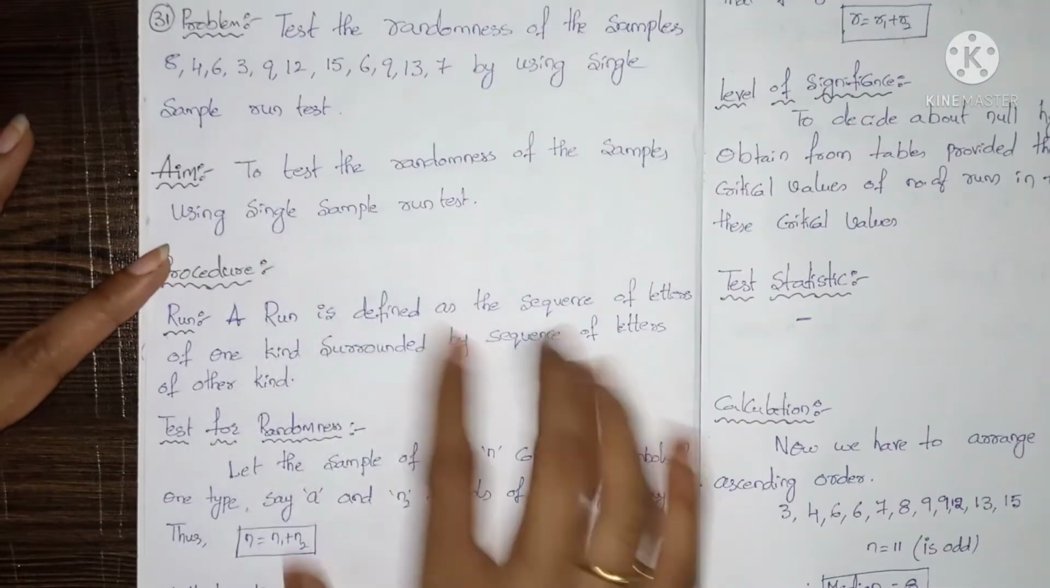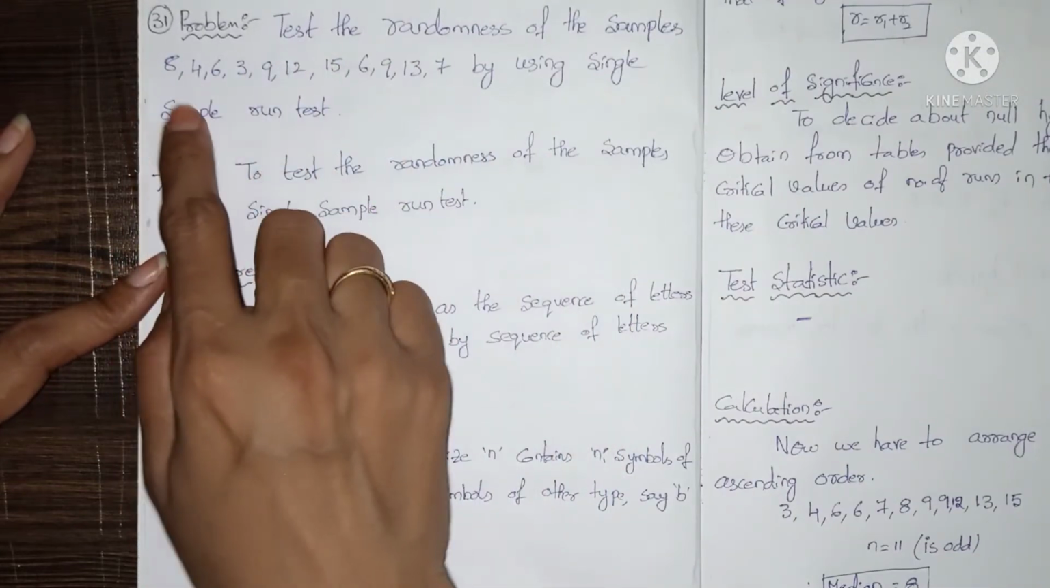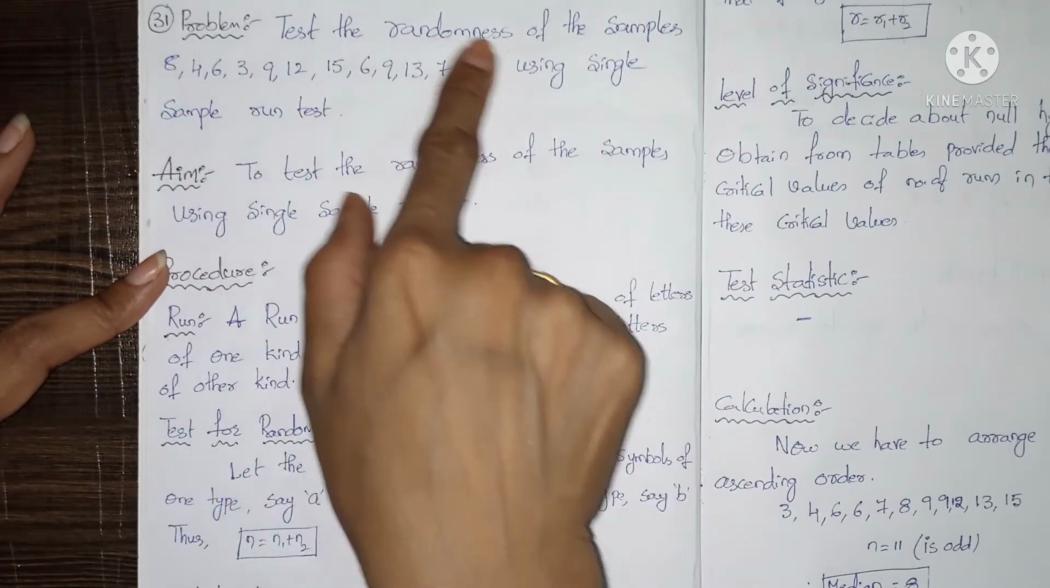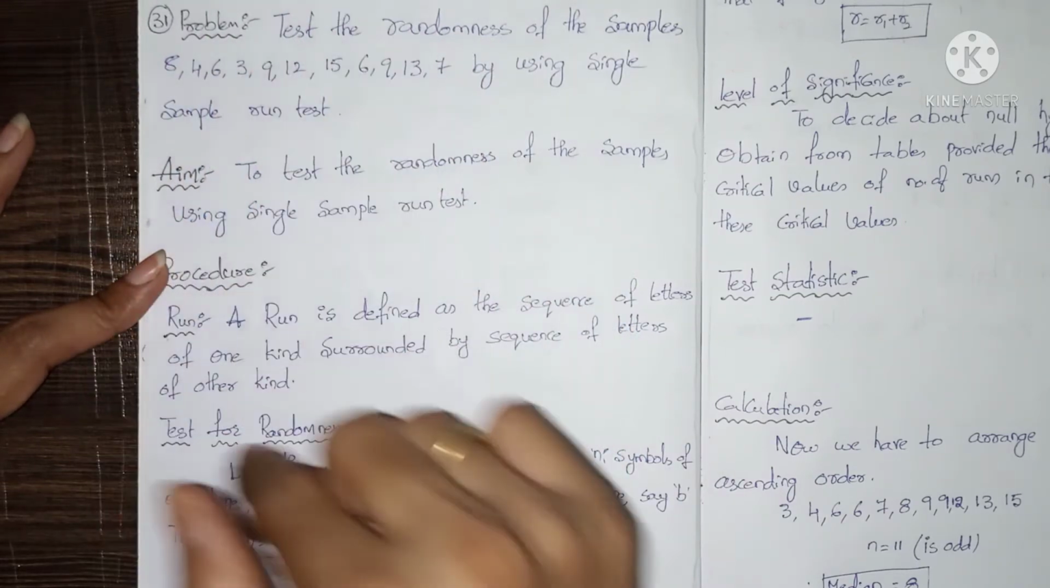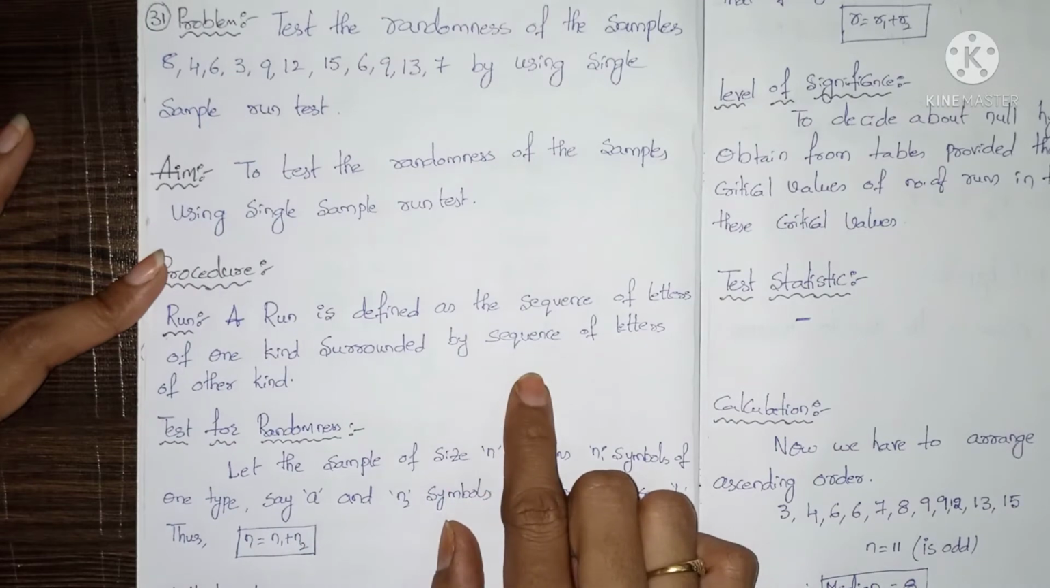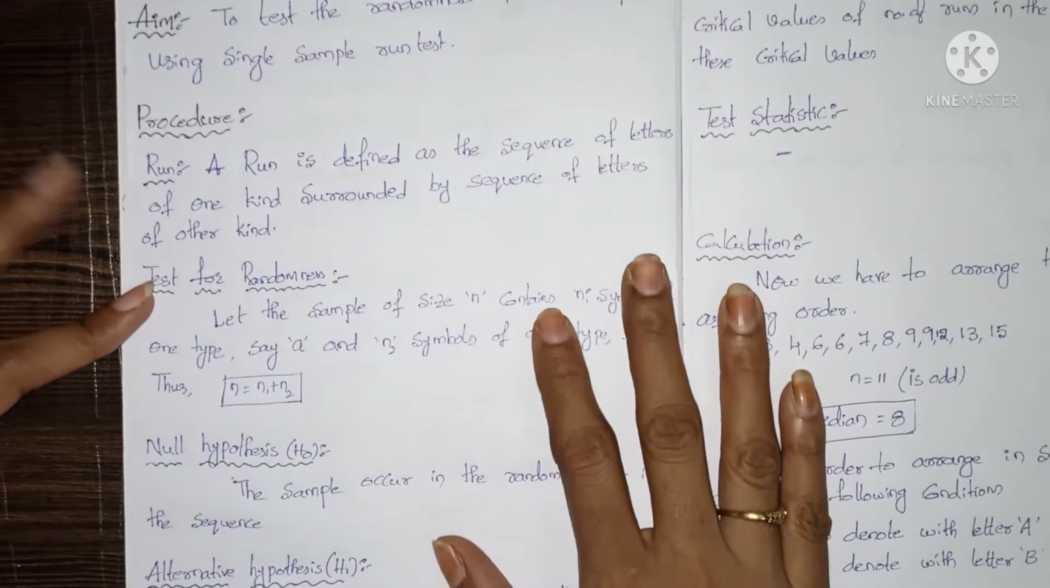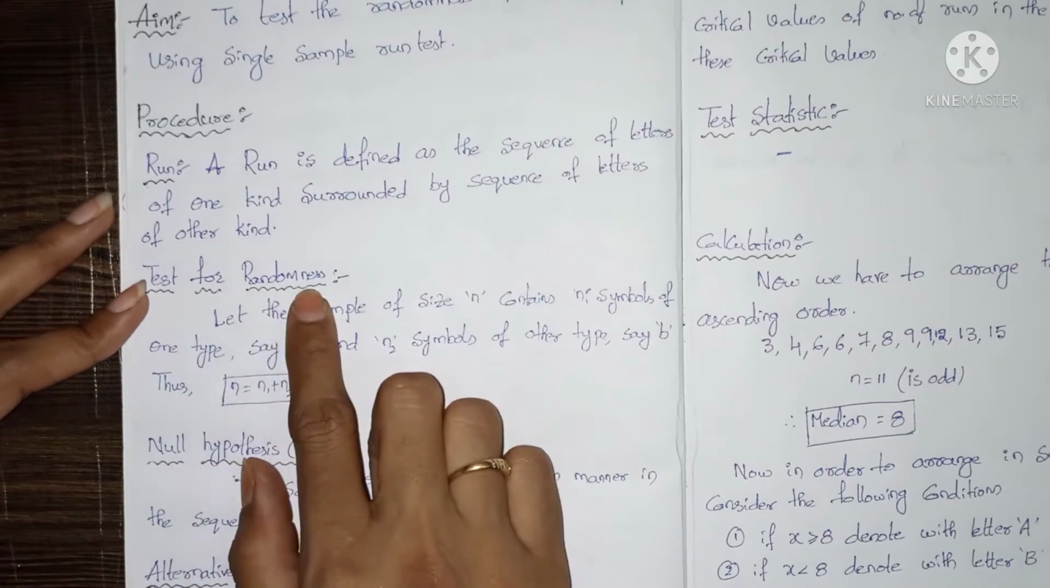Okay, if you observe here, they did not give it in sequence. Here they have given numerical values. So what we have to do is change these numerical values into a sequence. Sequence is nothing but letters. So we have to change it. When it comes to calculation, I'll tell you how to change. Okay, next, test for randomness.